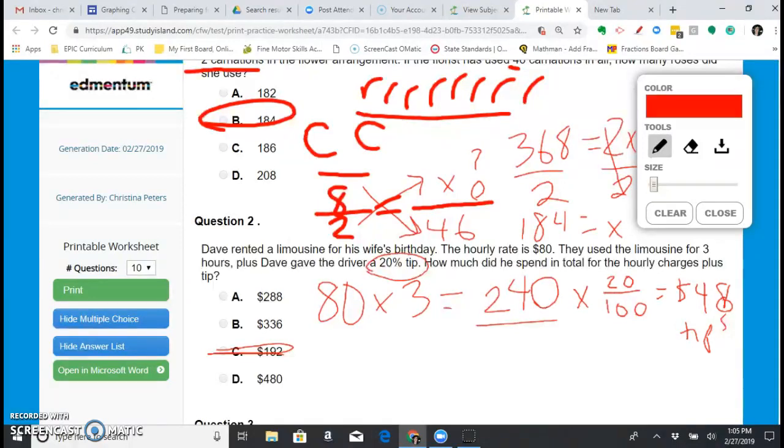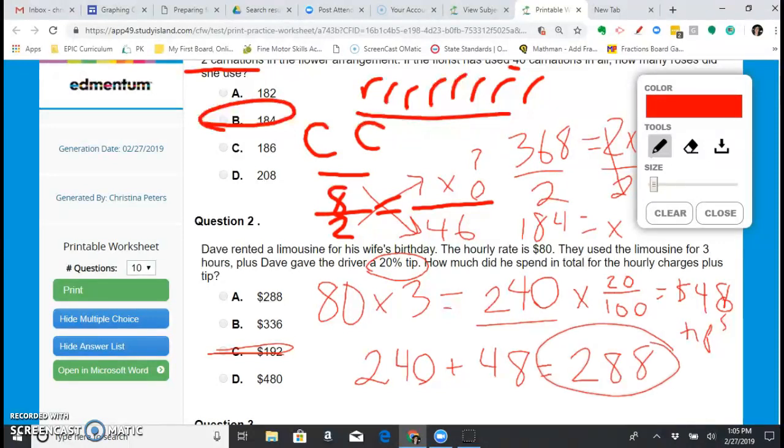That means my answer isn't 48. That means I have to pay for the rental. Plus I gave him $48 in tips. That means my answer is 288. Wait, sorry, that's circled. We also could have crossed out 480 because that's way too big a number.